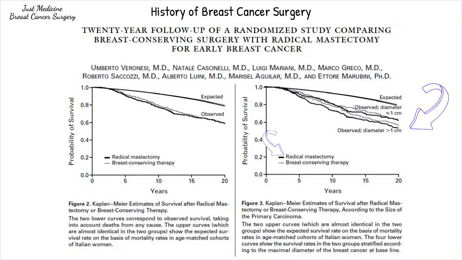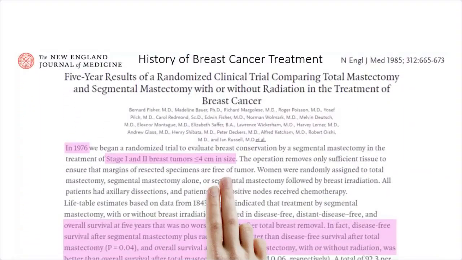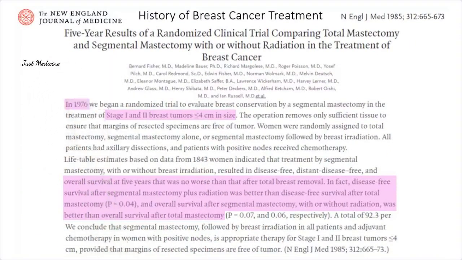The reported 20-year data from the Milan 1 trial suggested that women with cancers larger than 1 centimetre in size had higher survival if they underwent breast conservation treatment than if they had a mastectomy. In 1985, Professor Bernard Fischer reported that women who underwent segmental mastectomy had survival that was no worse than those who had total breast removal.